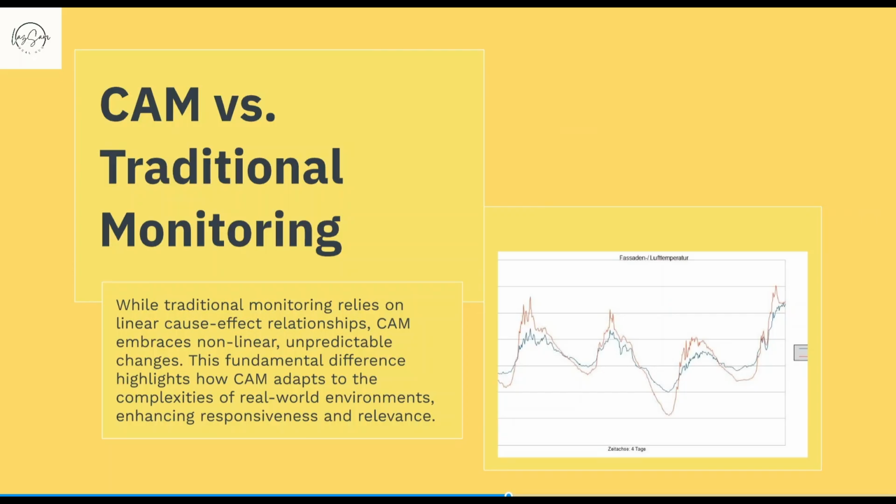Complexity-aware monitoring versus traditional monitoring. While traditional monitoring relies on linear cause-effect relationships, CAM, on the other hand, embraces non-linear, unpredictable changes. This fundamental difference highlights how CAM adapts to the complexities of real-world environments, enhancing responsiveness and relevance.